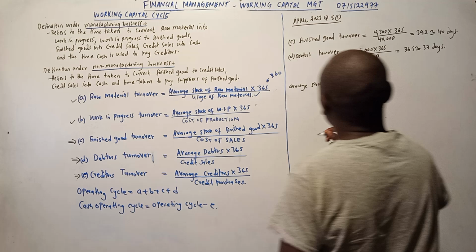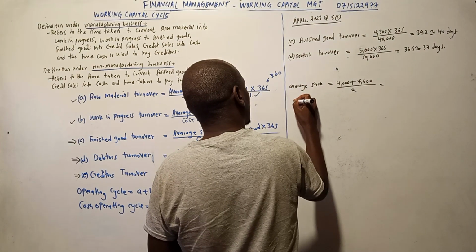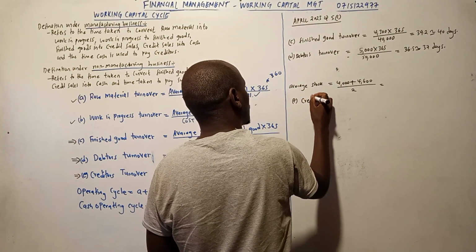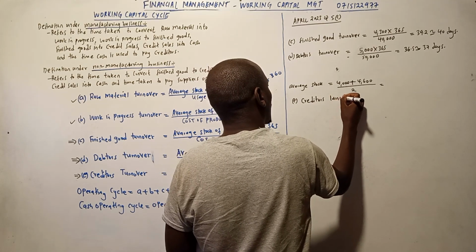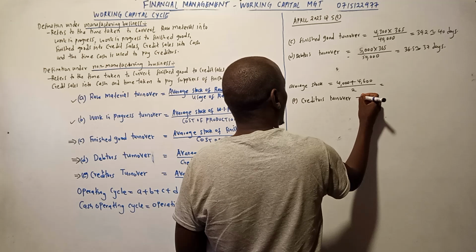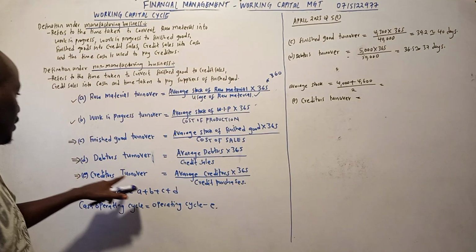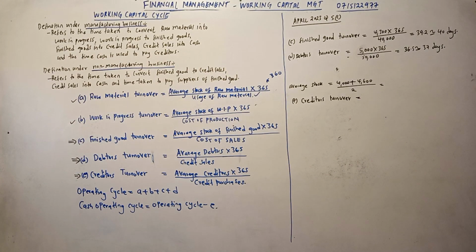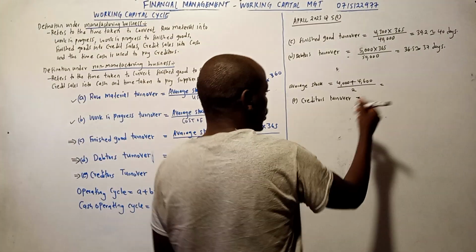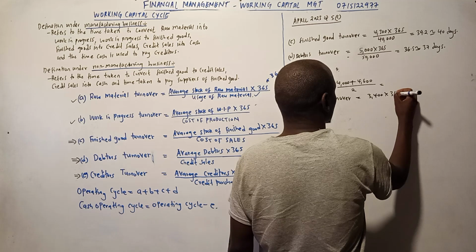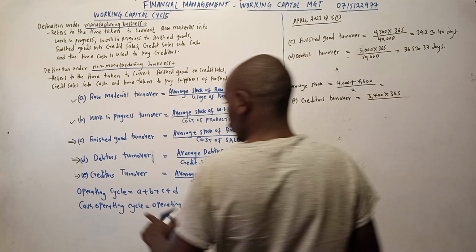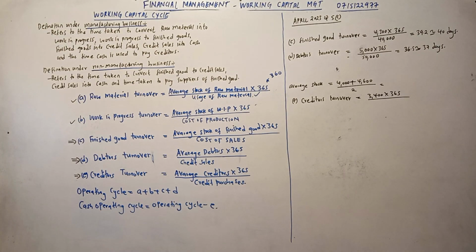So we cannot have half a day. Then we continue with E, the creditors turnover. We are supposed to start with the average creditors, and there we have the payables. So that's the payables, just one figure. So we take it times 365, and we are supposed to divide it by the credit purchases.